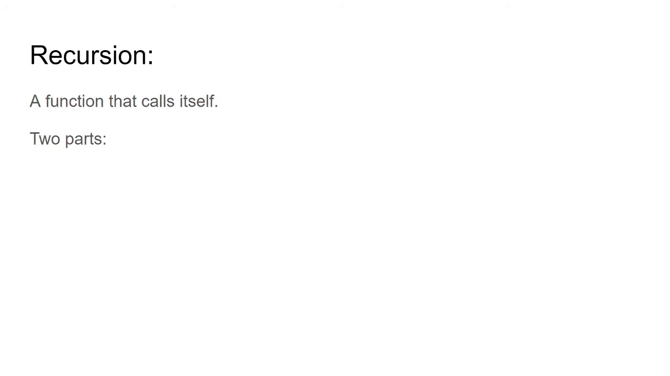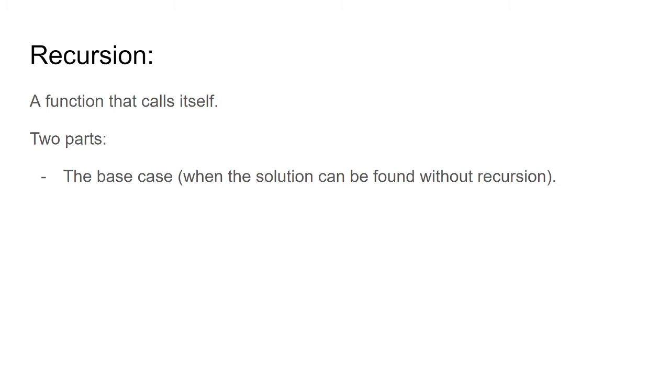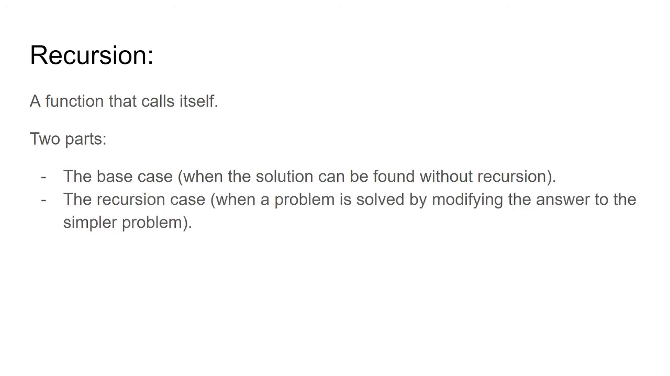There are two parts to a recursive function. The first one is the base case, when the solution can be found without recursion, and the recursive case, which is when you solve the problem by solving a simpler version of the problem, and that simpler version of the problem is solved by solving an even simpler version of the problem, and it gets simplified until it becomes the base case. It's so simple that it's the base case, and we know how to solve it if it is the base case.